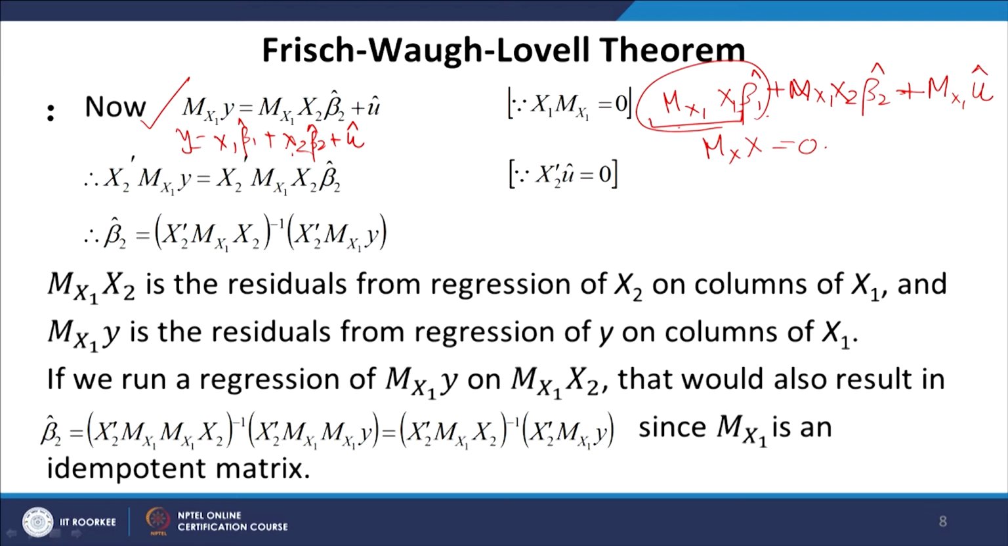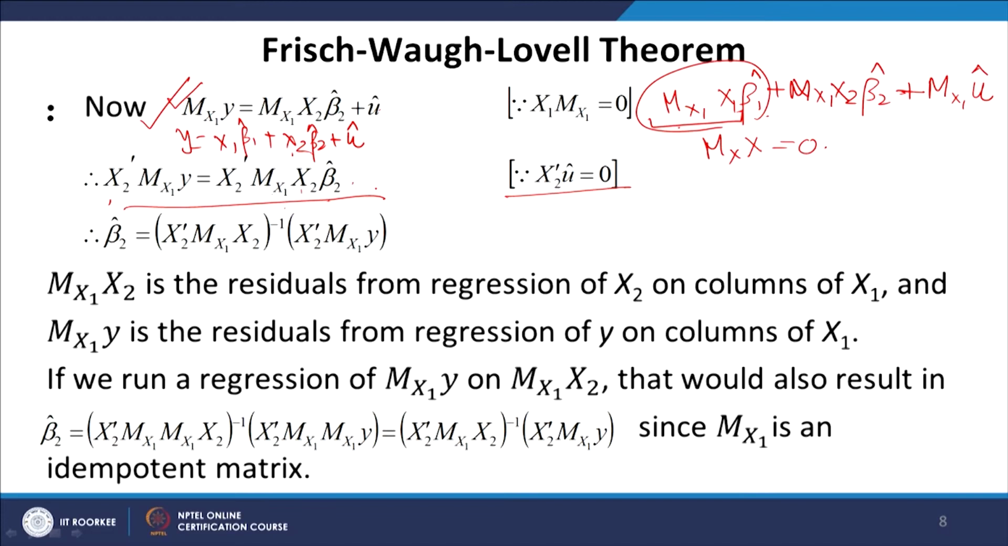So, since Mx1 x1 is actually equal to 0, I am left with Mx1 x2 beta 2 hat plus u hat. Okay. Now, I am multiplying this expression with x2 prime. So, multiplying this with x2 prime, I have x2 prime Mx1 x2 beta 2 hat plus x2 prime u hat, but x2 prime u hat is equal to 0 because u hat, the residuals are independent of all functional forms of x, that is all the independent variables. So, x2 prime u hat will be equal to 0, as a result of which I have only this expression, right, which implies that beta 2 hat will be basically this thing inverse multiplied by x2 prime Mx1 y. So, I have (x2 prime Mx1 x2) inverse x2 prime Mx1 y.